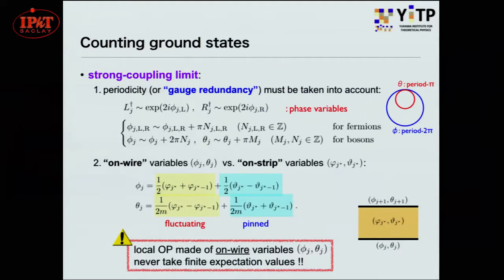Okay, so what is the periodicity, or gauge redundancy, of the bosonic field? Because my chiral fermions are written in terms of the chiral bosonic field like this. So these chiral bosonic fields phi sub L over R should have a periodicity of pi. And if you have a bosonic field, phi should have a periodicity of 2 pi, and theta should have a periodicity of pi. So we need to take into account this periodicity to correctly count the number of ground states.